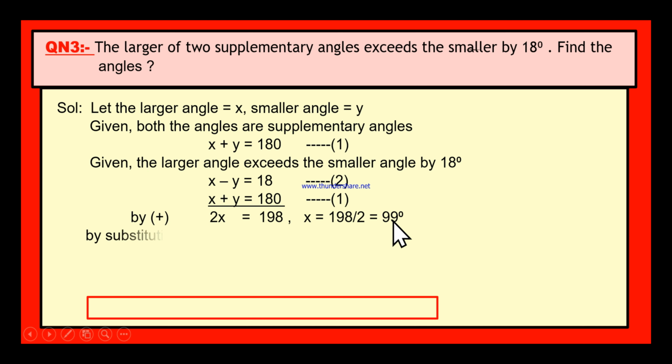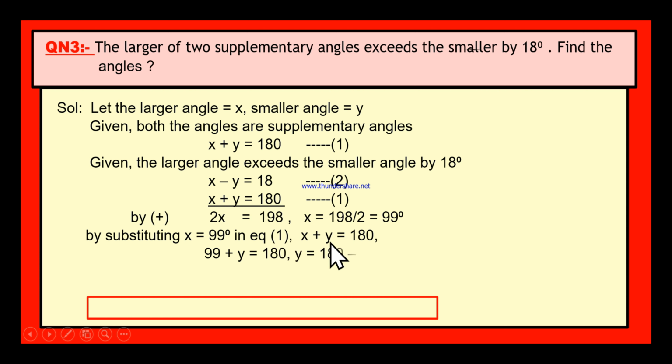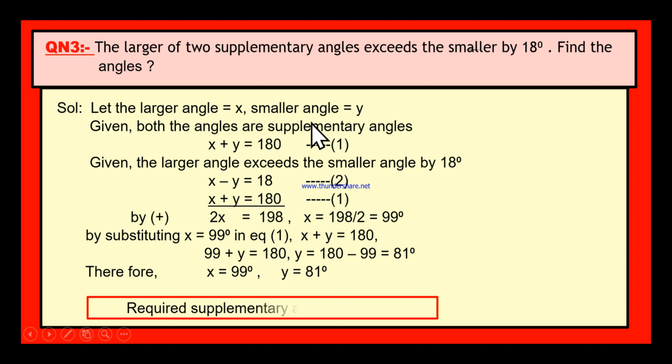Now let us substitute x value in first equation. By substituting x is equal to 99 degrees in equation 1, x plus y is equal to 180. x means 99 plus y is equal to 180 and y is equal to 180 minus 99. 180 minus 99 is 81 degrees. So, we get x is equal to 99 degrees and y is equal to 81 degrees. Therefore, the larger angle is equal to x, which is equal to 99 degrees, and the smaller angle is 81 degrees. Required supplementary angles are 99 degrees and 81 degrees.